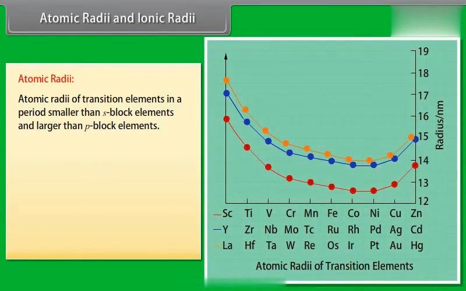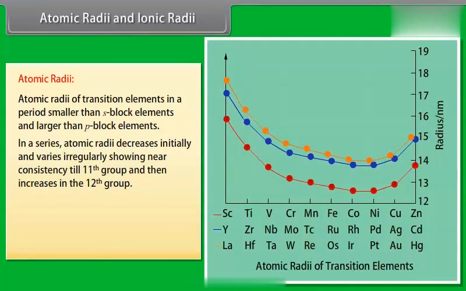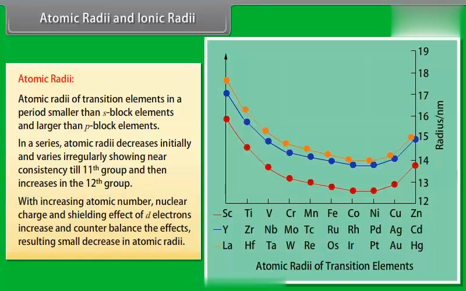Atomic radii. Atomic radii of transition elements in a period are smaller than S block elements and larger than P block elements. In a series, atomic radii decrease initially and vary irregularly, showing near consistency till the 11th group and then increase in the 12th group. With increasing atomic number, nuclear charge and shielding effect of d electrons increase and counterbalance the effects, resulting in a small decrease in atomic radii.